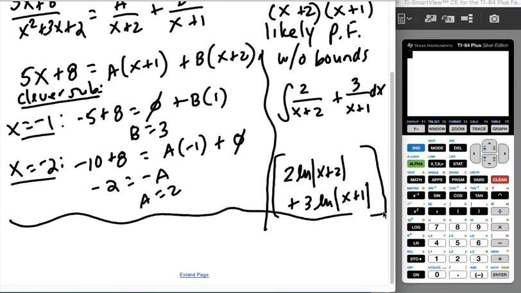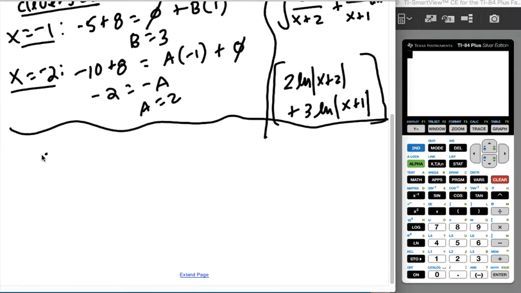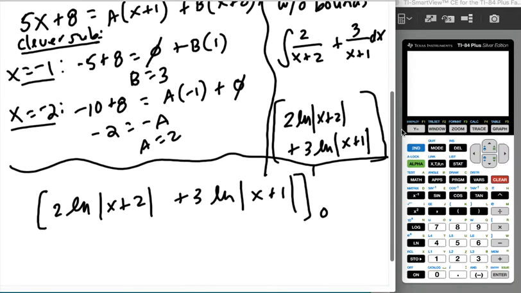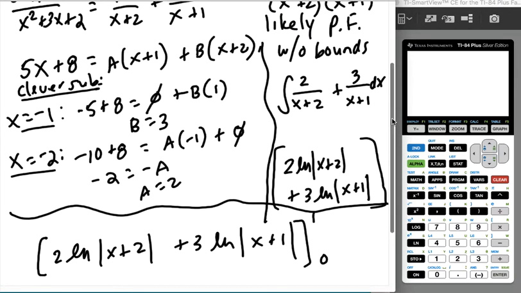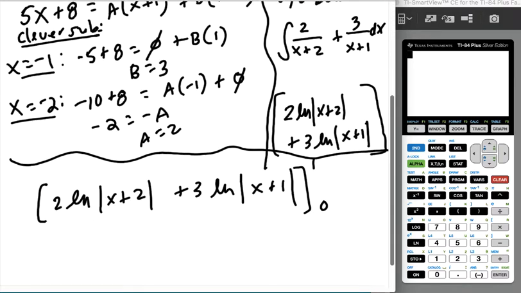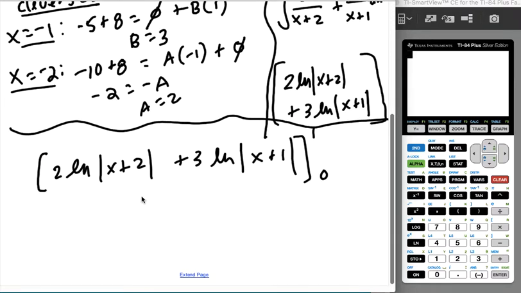So now, if we go back up and look at the bounds I was given, I could evaluate 2 natural log of x plus 2 plus 3 natural log of x plus 1 from 0 to 1 right now if I want. That's a totally acceptable option. You'll notice that the answers only have a single log, so it's also very likely that they might combine these and make it a little bit simpler. Up to you what you want to do.